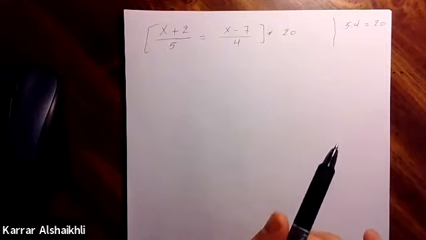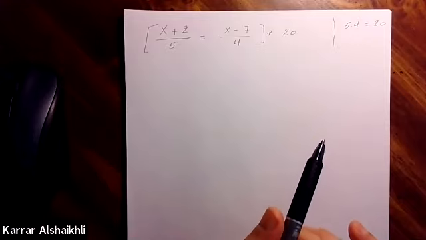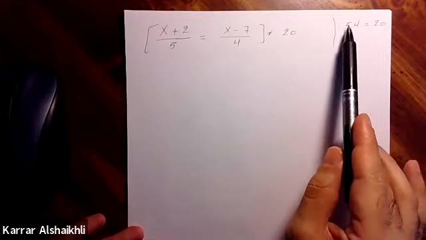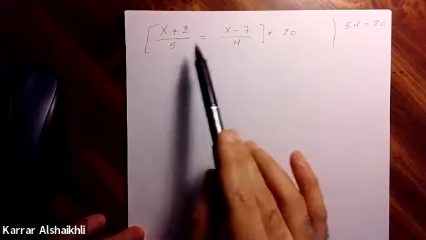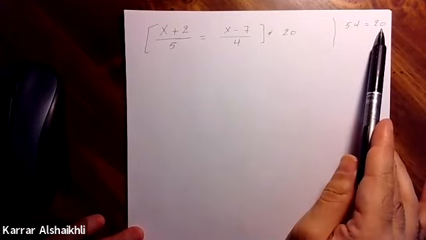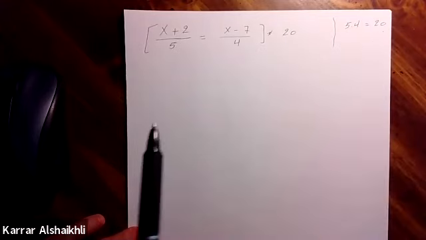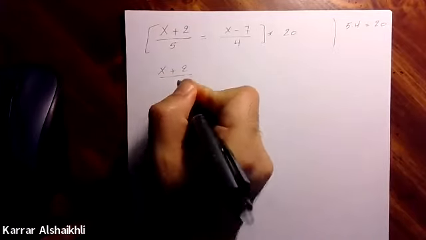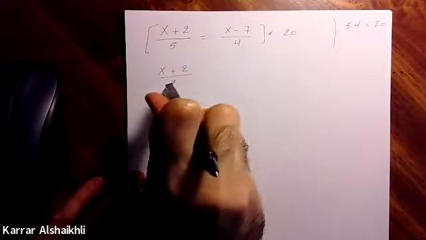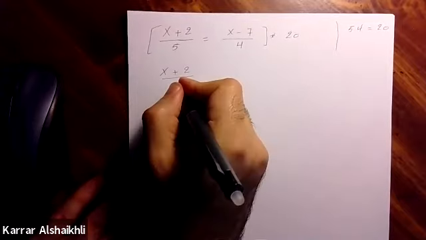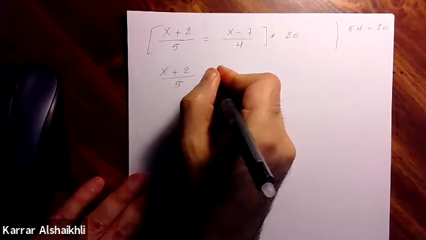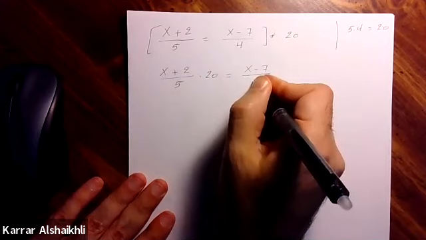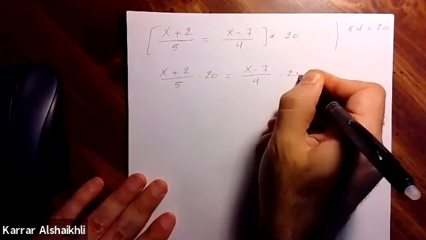I'm going to give you another example. We can't do that. So here's the thing. 5 times 4 is going to be 20, which is called the least common denominator between these two. Is it 20? So now it says x plus 2 over 4 times 20 equals x minus 7 over 5 times 20.